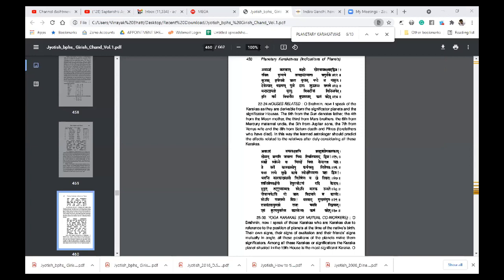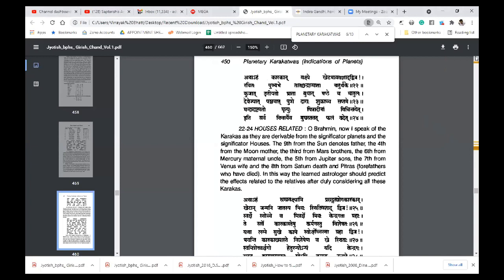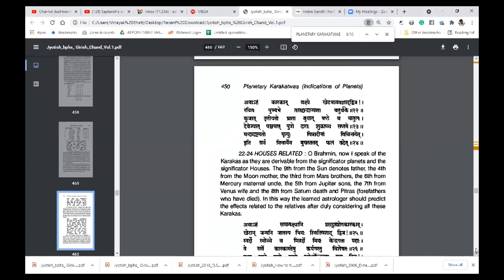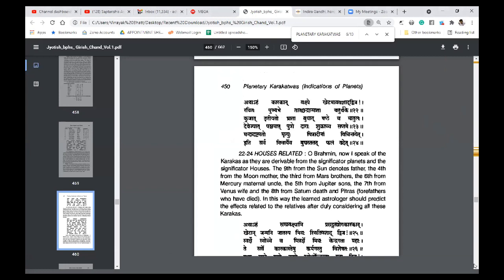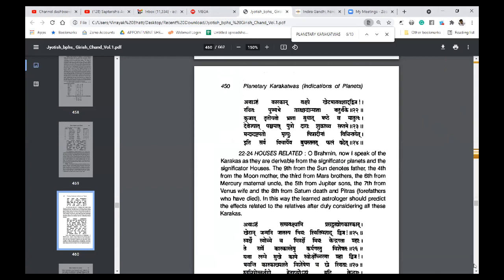This is what I'm going to show. Okay, so this is a shloka from BPHS, Brihat Parashara Hora Shastra. The chapter name is Planetary Karak Tattvas. This chapter is important. If you want to know about Karak Tattvas and all, you can read about this.